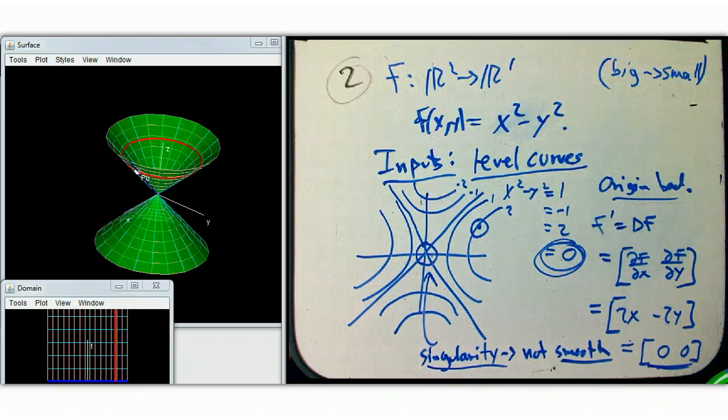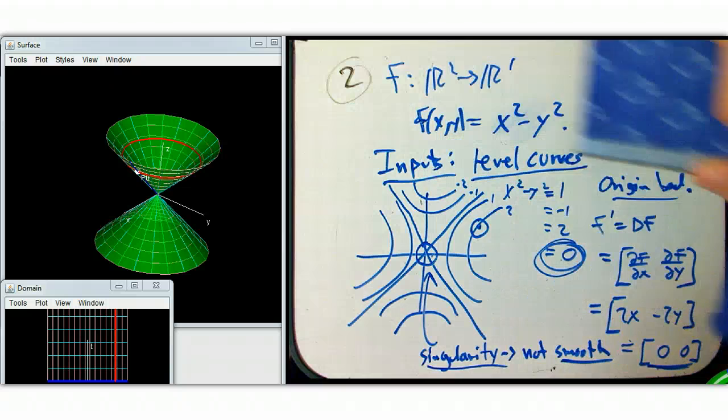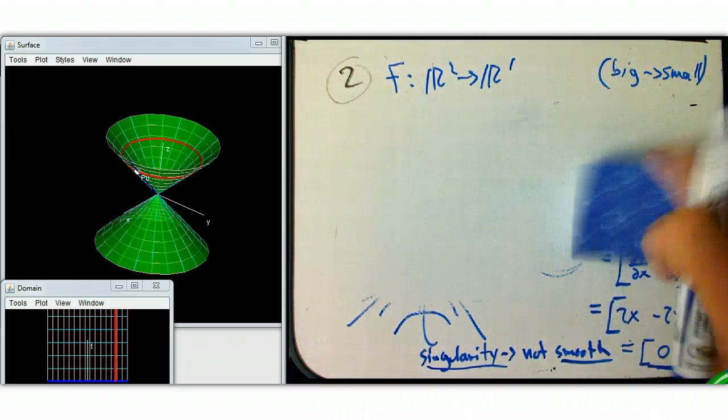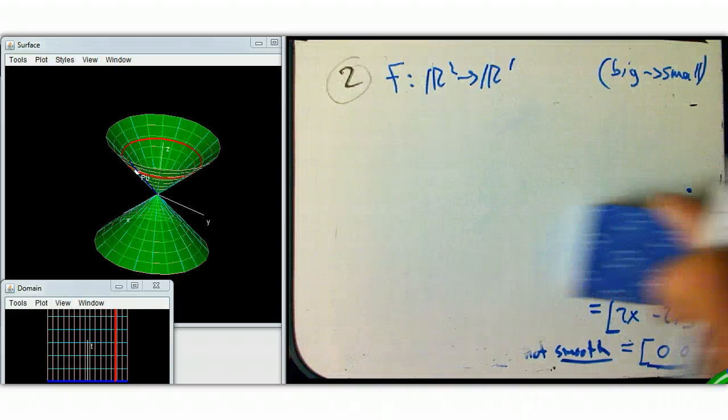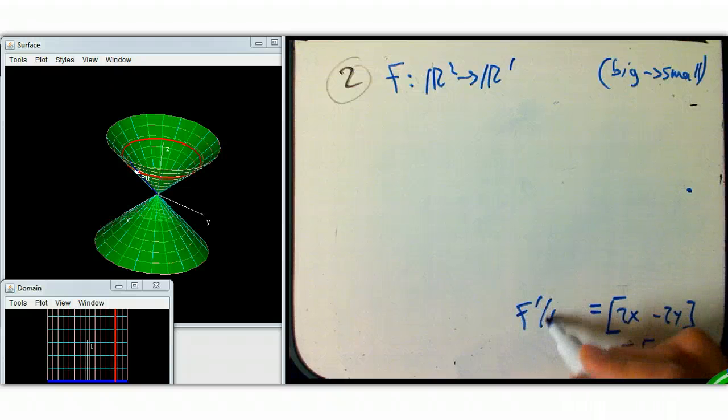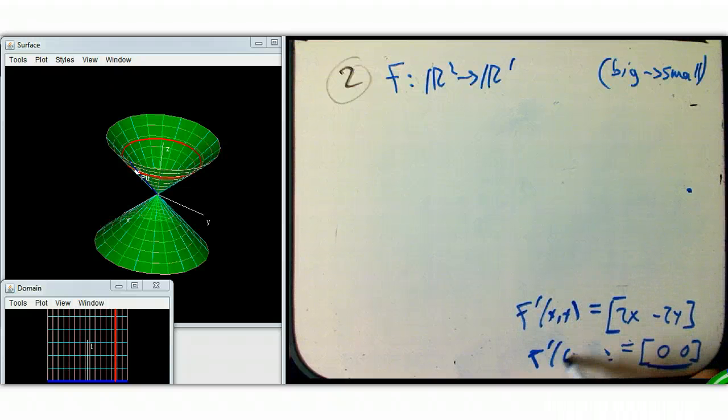Aha! Now, I don't want to erase all of this, but I really need to erase a lot of it. Okay. Let me just erase everything but this. Okay. So f prime of x, y is this guy, f prime of 0, 0. That's not very good. f prime of 0, 0 is the 0 matrix. Okay. So once again, if x and y were not both 0, this is going to be a nice matrix that's not just the 0 matrix, and in particular doesn't have the special properties that this one has.